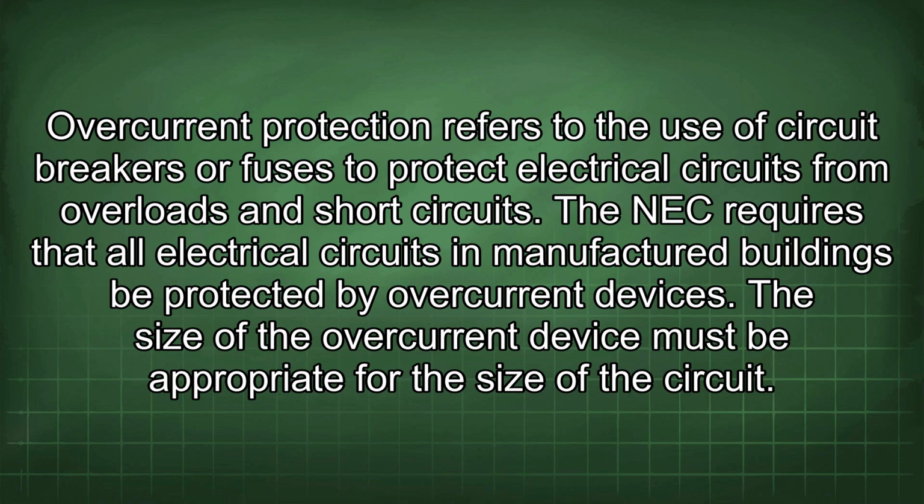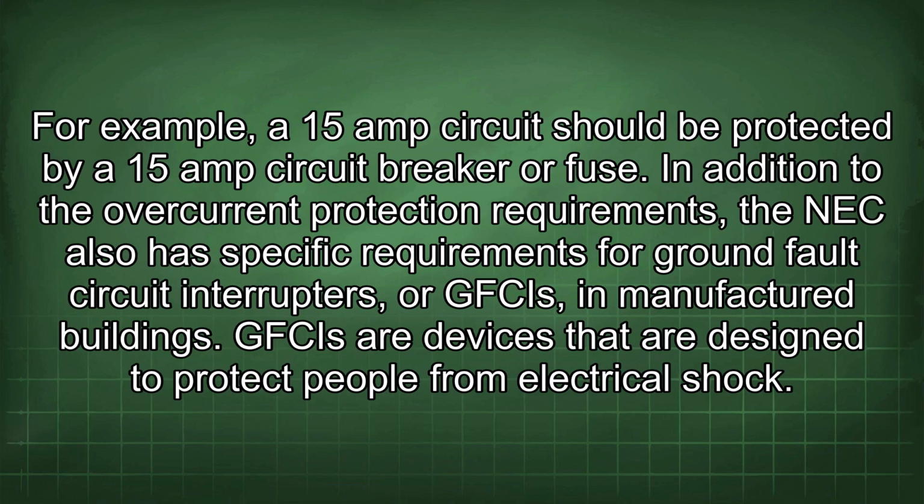In addition to the wiring method requirements, the NEC also has specific requirements for overcurrent protection in manufactured buildings. Overcurrent protection refers to the use of circuit breakers or fuses to protect electrical circuits from overloads and short circuits. The NEC requires that all electrical circuits in manufactured buildings be protected by overcurrent devices. The size of the overcurrent device must be appropriate for the size of the circuit. For example, a 15-amp circuit should be protected by a 15-amp circuit breaker or fuse.